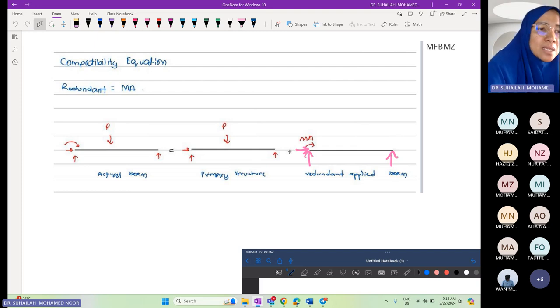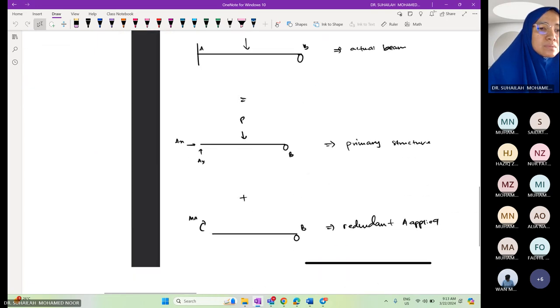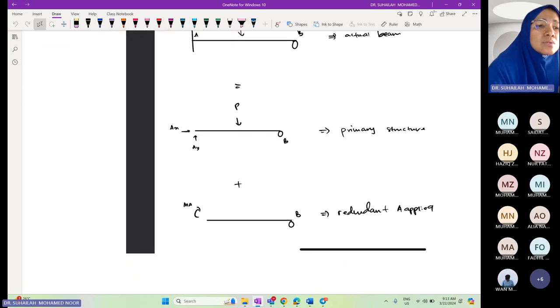Okay, primary structure bila kita buang moment dia jadi simply supported beam. Simply supported beam ada AY, AX, BY. So AY, AX, BY juga ada pada redundant structure, plus dengan MA yang kita remove. So yang ini juga tergantung, sama ada you nak letak dia punya support atau boleh letak dia punya free body diagram tu. So sini ada AY, AX, BY. Sama juga sini kena ada AY, AX, BY. Baru dia jadi determinate beam.